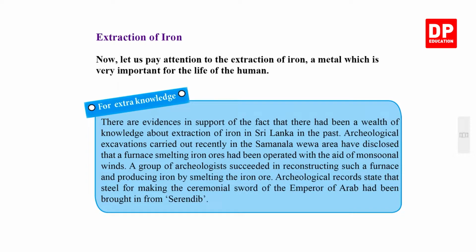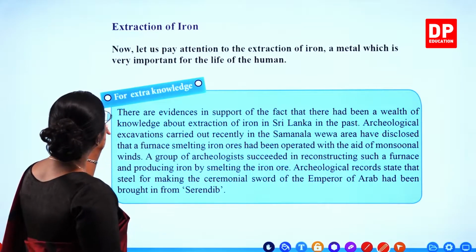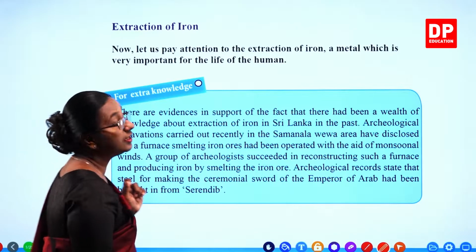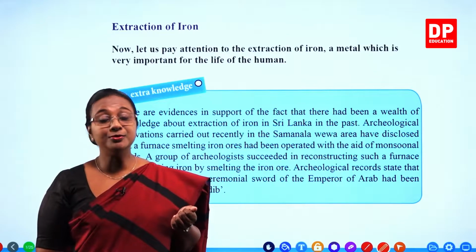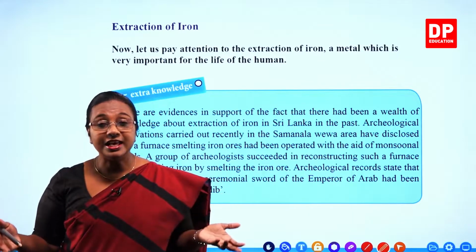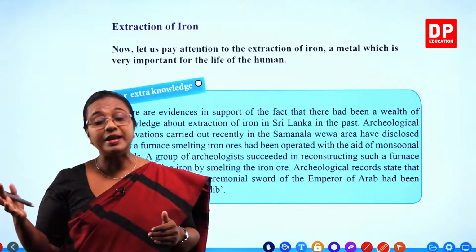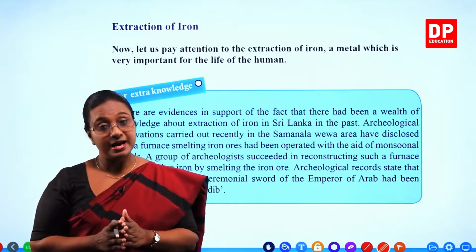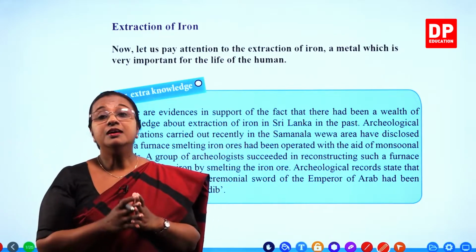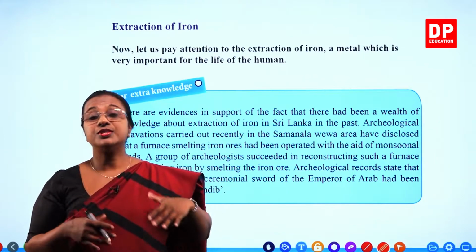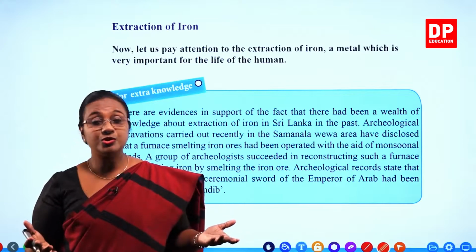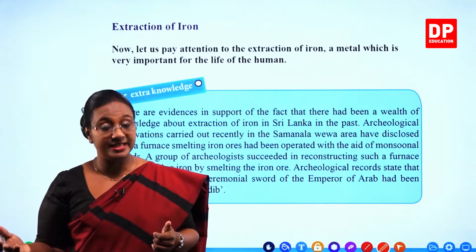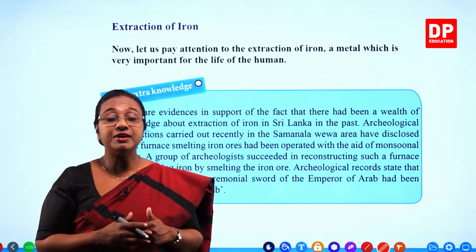Now let us pay attention to the extraction of iron, a metal which is very important for the life of the human. So why do we say very important for the life of the human? Now in our day-to-day life, we use so many things made up of iron. If you take the grills for windows, sometimes as protection for the doors, we have a grill that is usually made up of iron or steel. So steel is an alloy of iron.